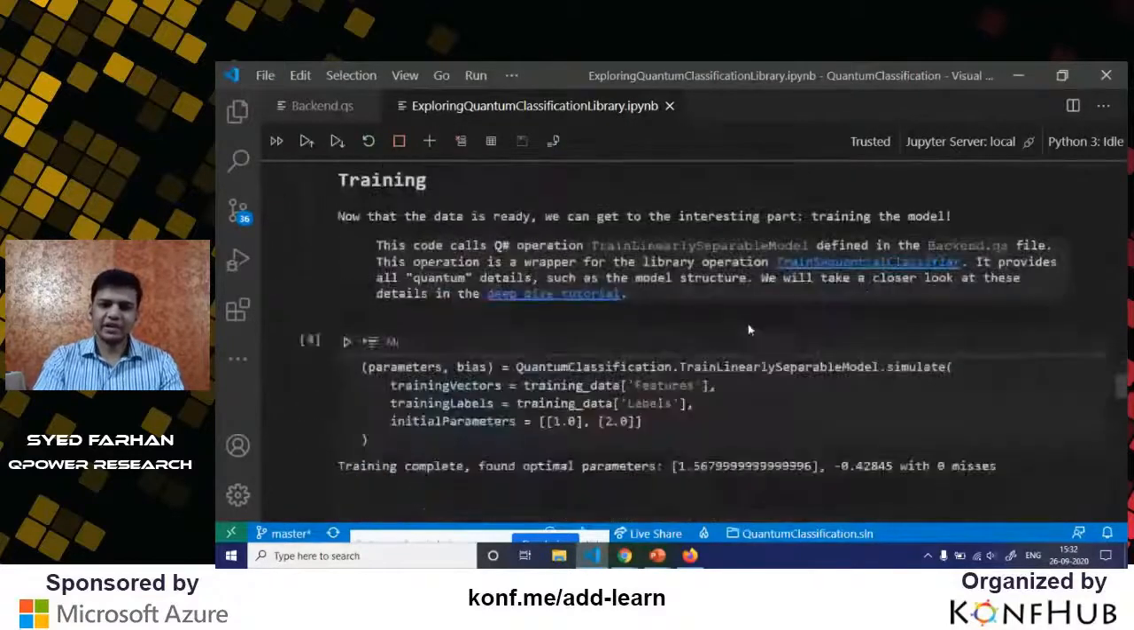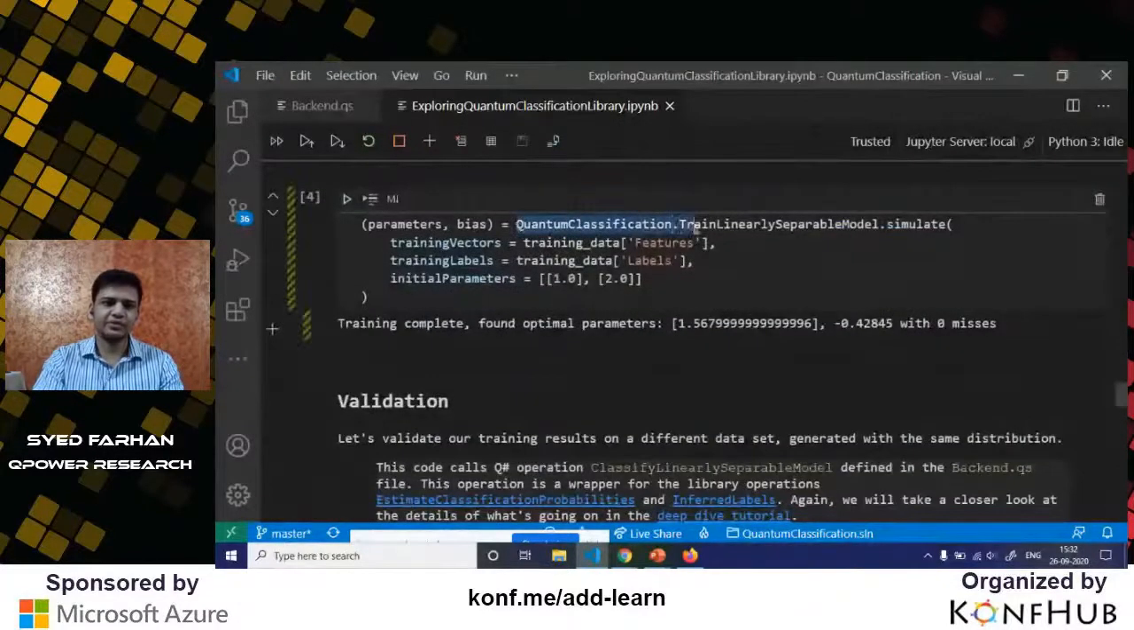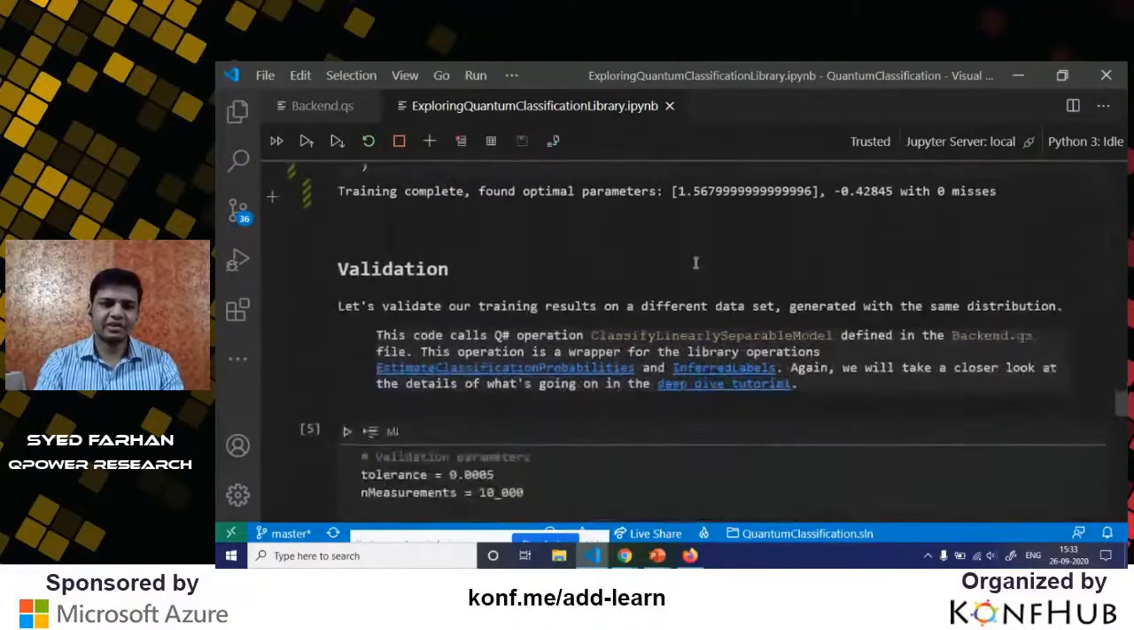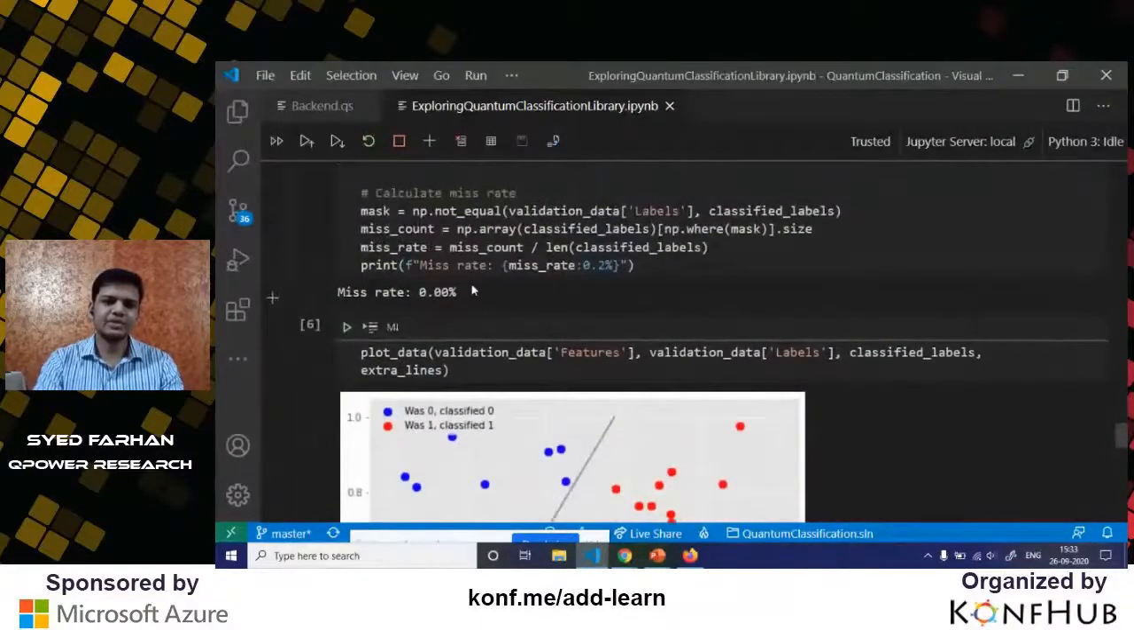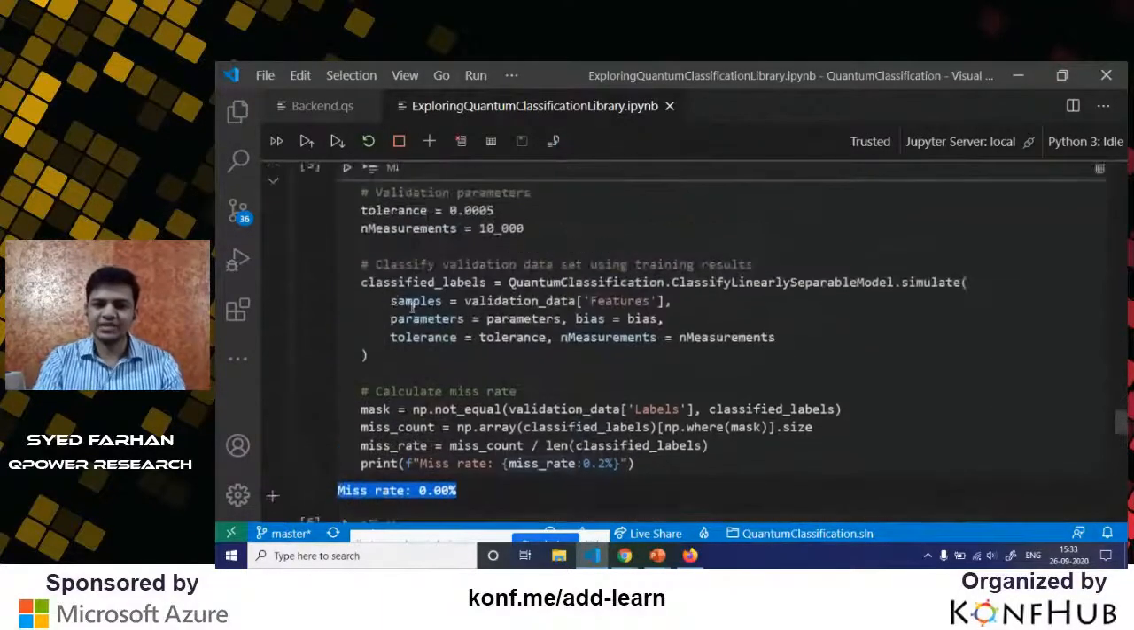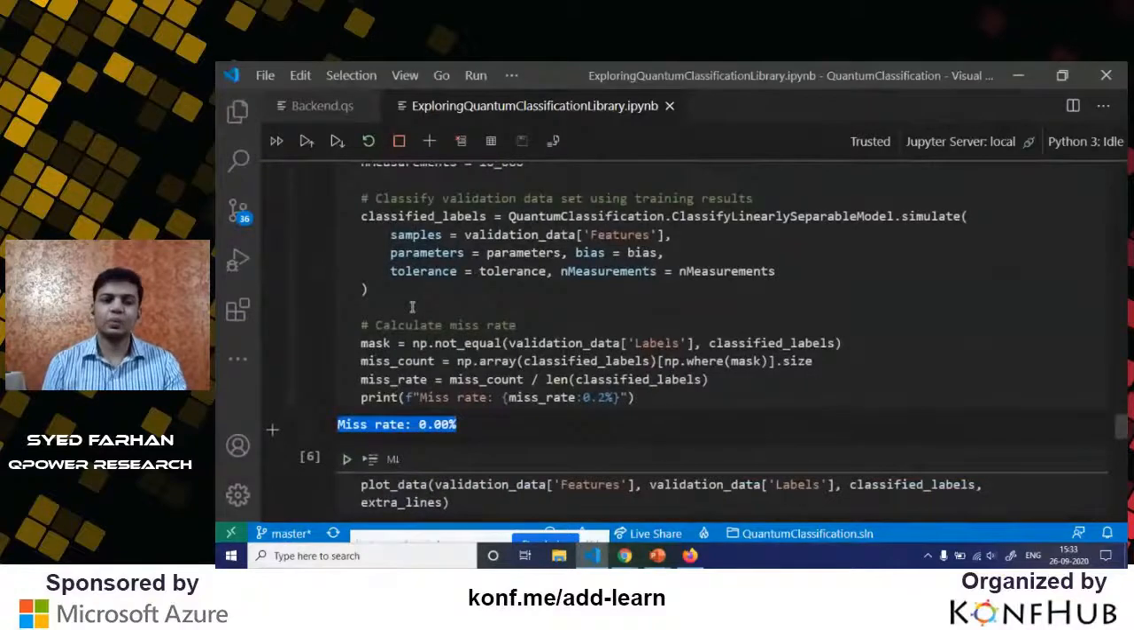Now, if you train it using the quantum classification from the backend.qsharp file, and then use the train linearly separable model, you're using the data to train the model. And then finally, after the training and the validation is complete, you can see that the miss rate comes out to be 0.00%, which means the accuracy is 100%. So why is this so? Because we've used synthetic data which matches our exact problem statement. So this was it for the basic demonstration.